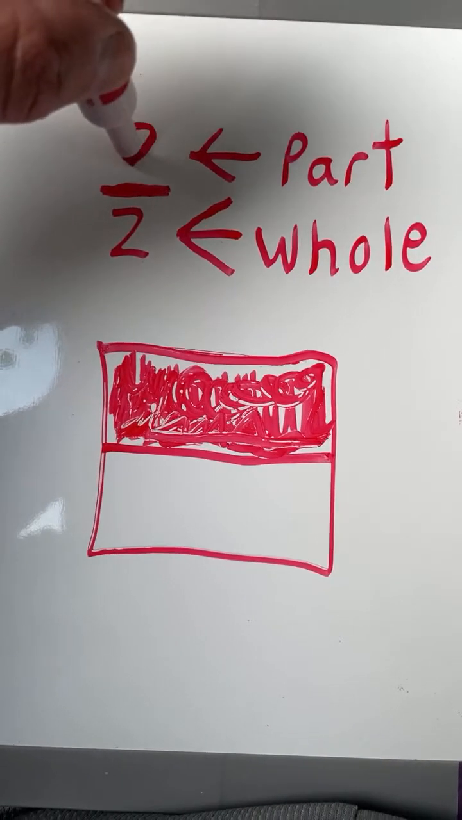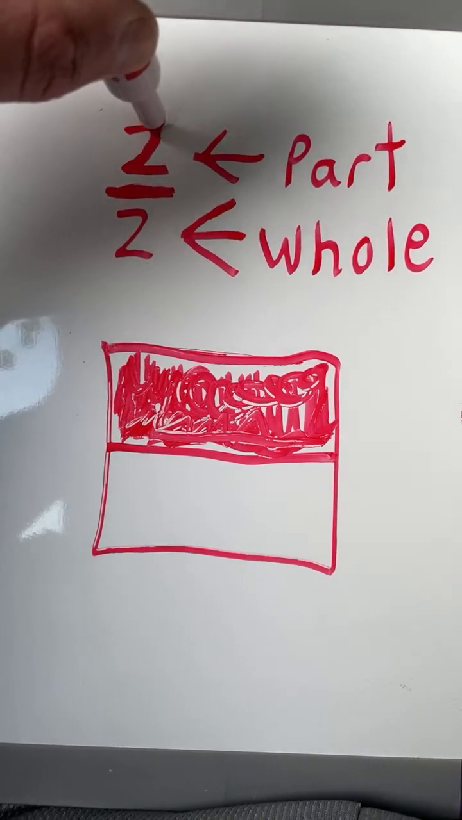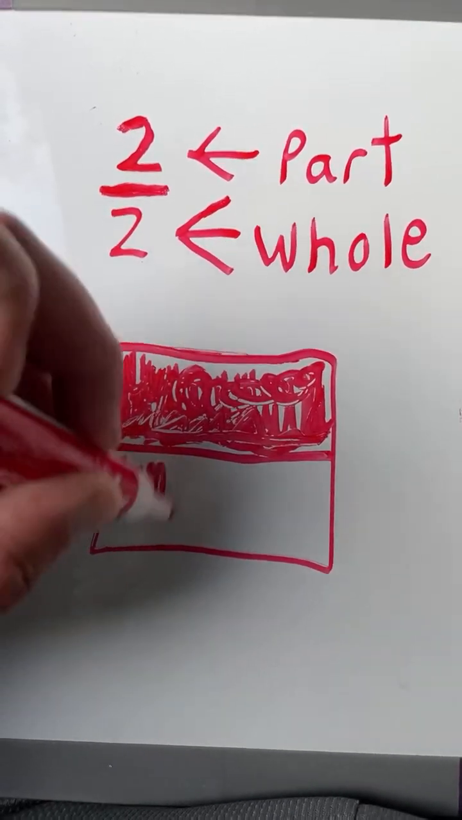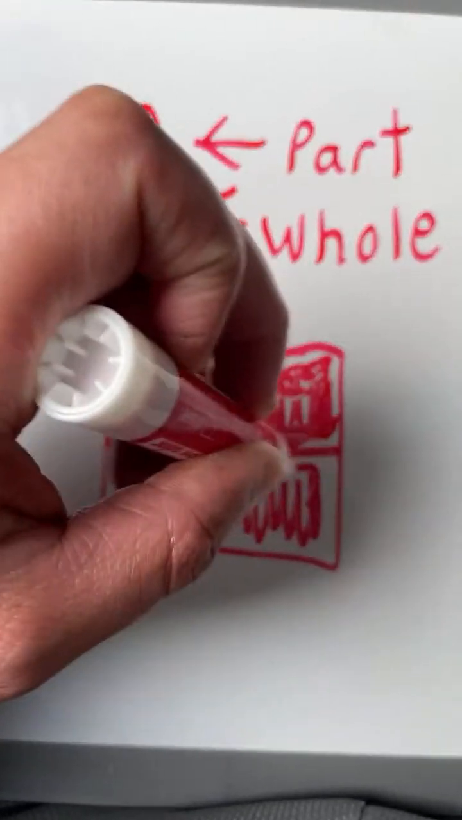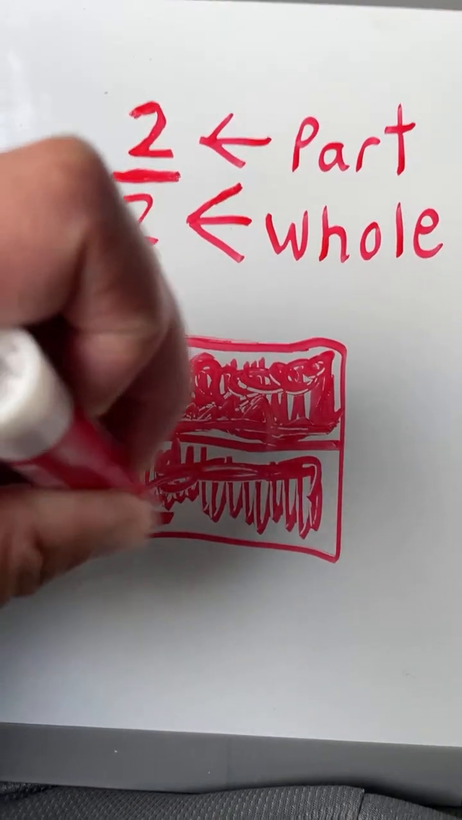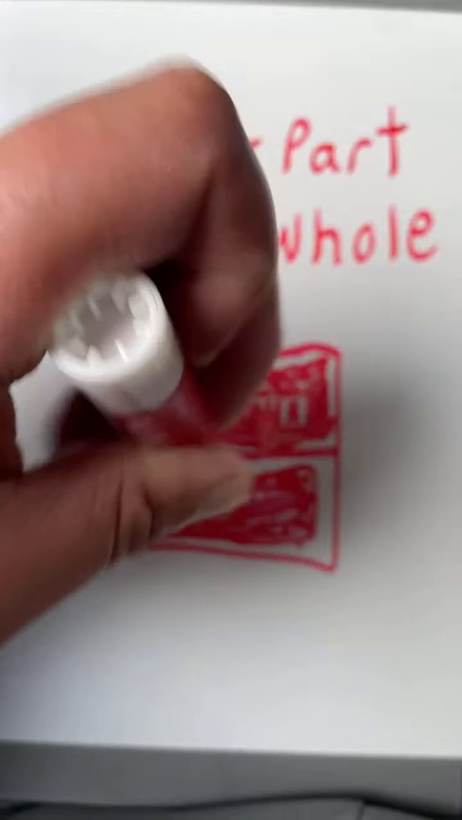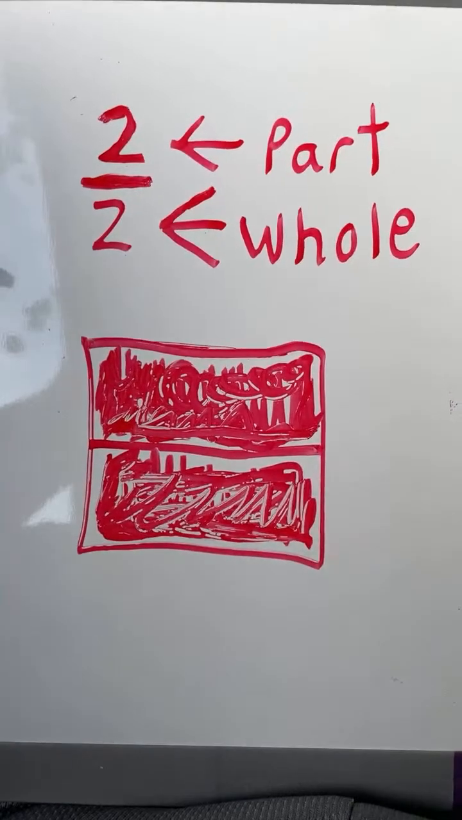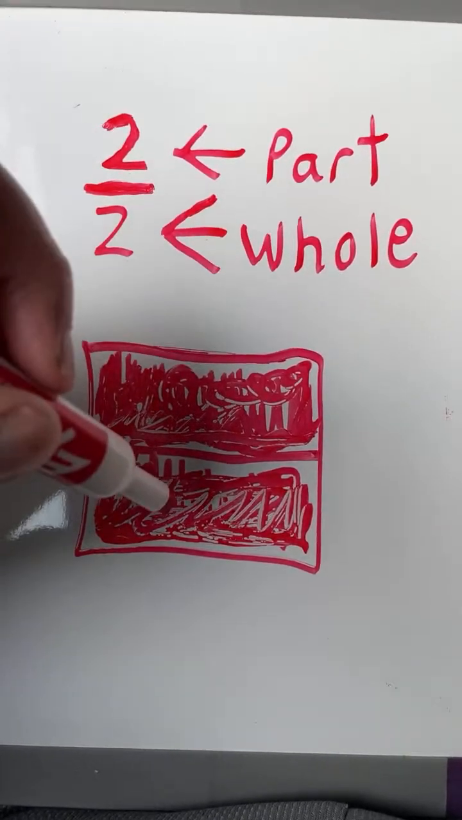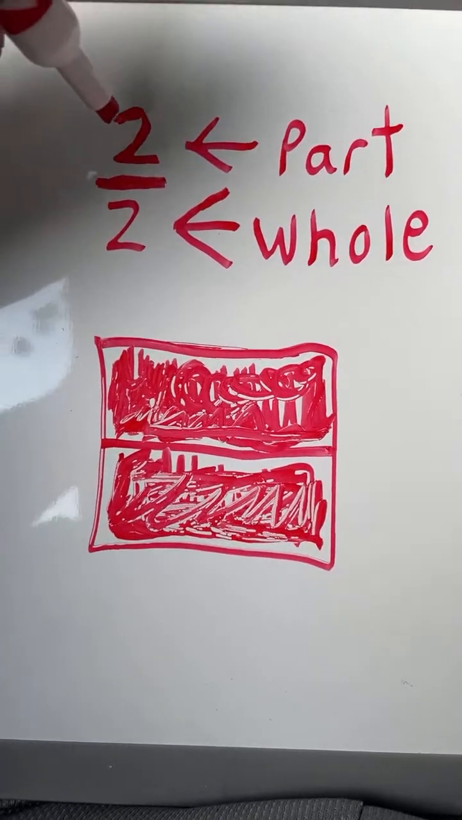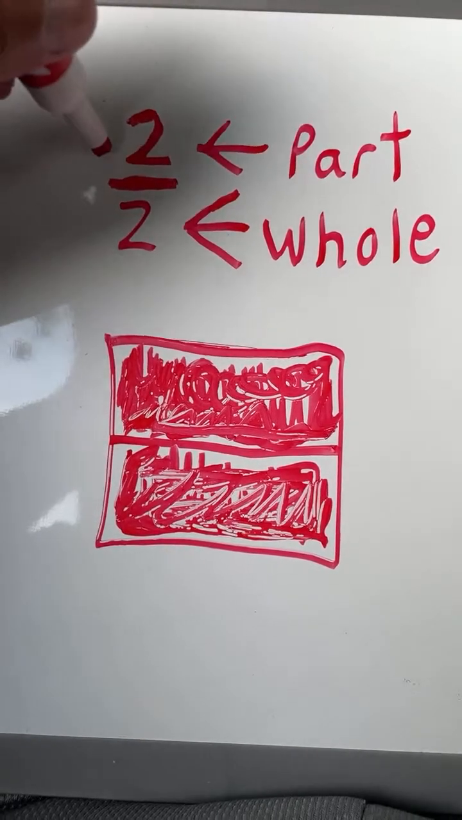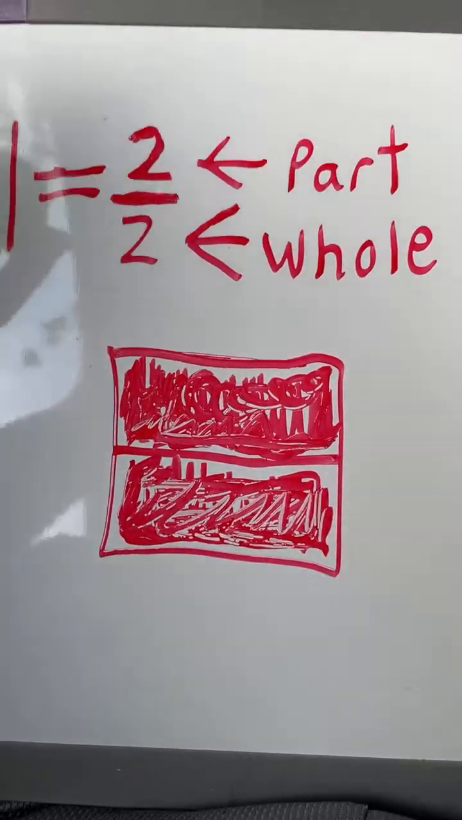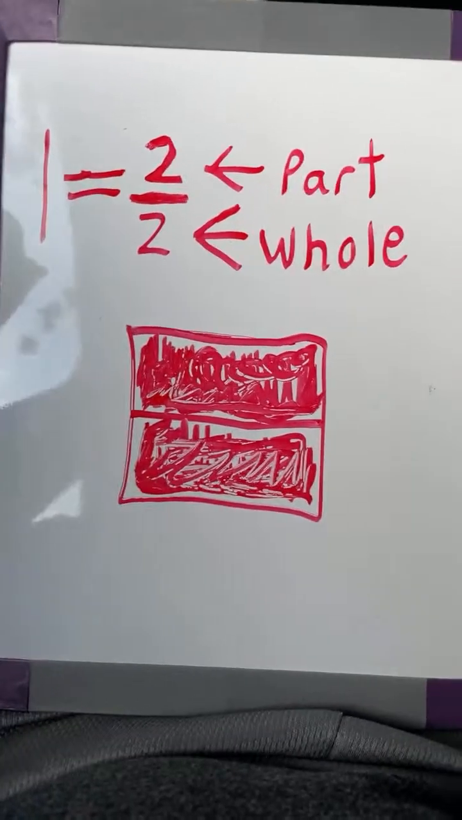Now let's say we had the fraction 2/2. This fraction model would represent 2/2. We have 2 total parts, and both parts are filled. And whenever the numerator and the denominator are the same, that equals 1 whole. So 2/2 would be equal to 1 whole.